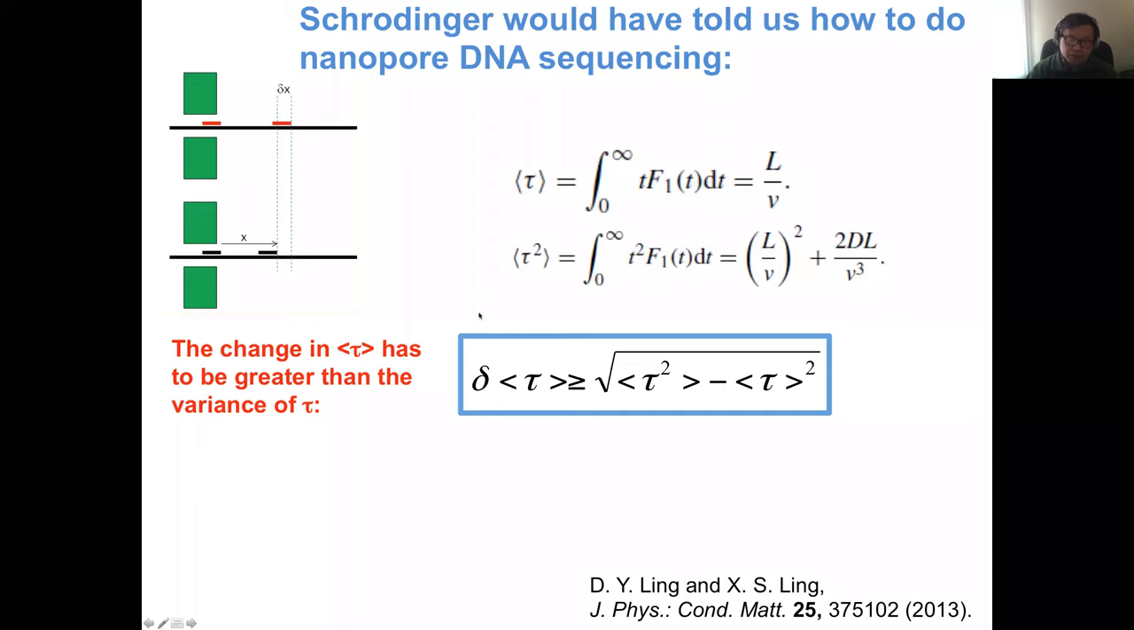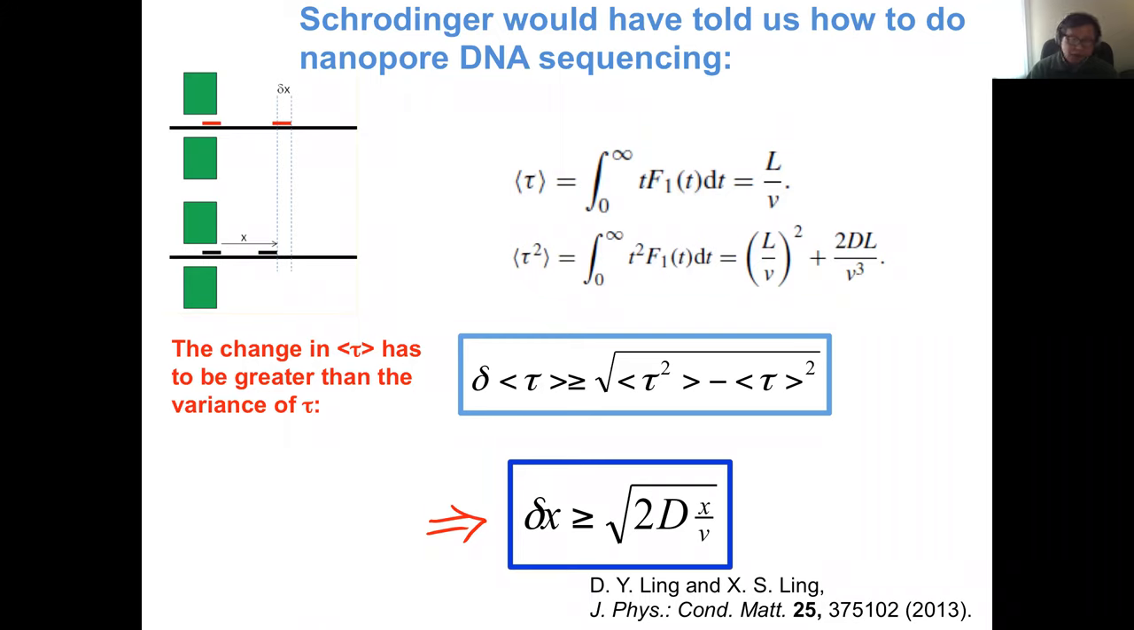So using this tool, you can define a rigorous criteria for DNA sequencing, which basically says the change of the mean should be larger than the variance, which is the standard way to distinguish fluctuating quantities, okay. So it turns out if you put in Schrödinger's expression for the first passage time distribution, you get this expression. In other words, in order for you to distinguish delta X, this delta X better be larger than the square root of 2D X over V.